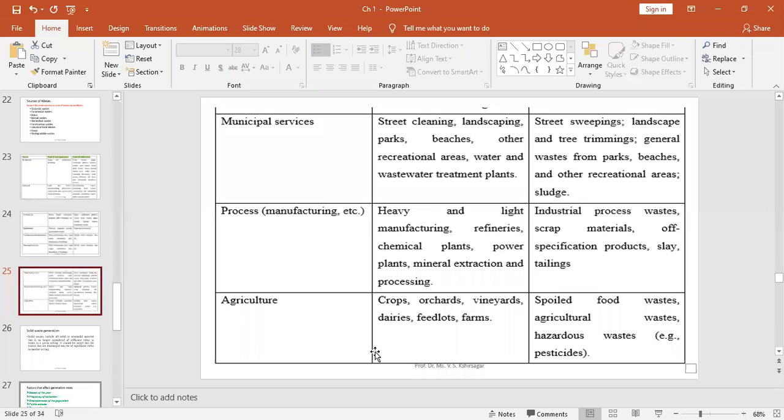Then the manufacturing activity, whatever manufacturing activity is being performed in heavy and light manufacturing, refineries, chemical plants, power plants, mineral extraction and processing, these types of activities will generate such type of waste, and we need to collect it. And the last one is the agricultural, in that crops, orchards, vineyards, dairies, feed lots, farms.